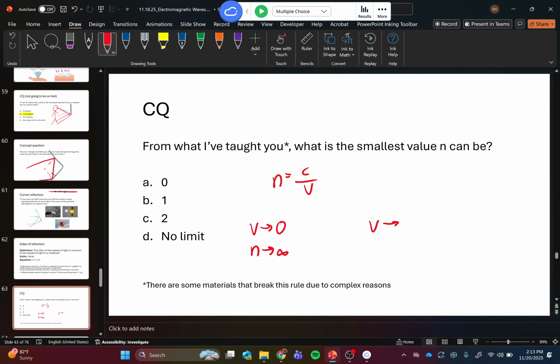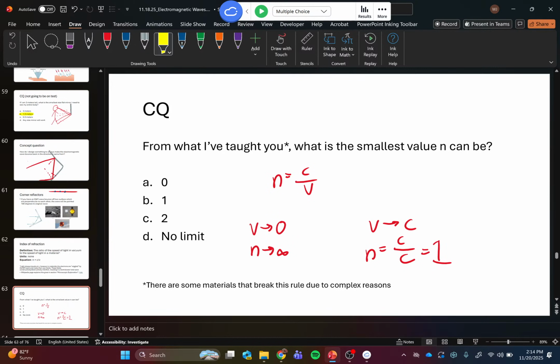What is the maximum that v can be? What is the speed limit of the universe? It is c. And as v approaches c, we get n equals c over c, which is 1. You cannot get smaller than 1. If you get smaller than 1, what does that mean? You are traveling faster than the speed of light. And one of the rules of the universe, I don't make the rules, I just teach them to you, is you cannot go faster than the speed of light, as far as we currently understand things. That's where sci-fi comes in and all that jazz. FTL, faster than light, sci-fi.